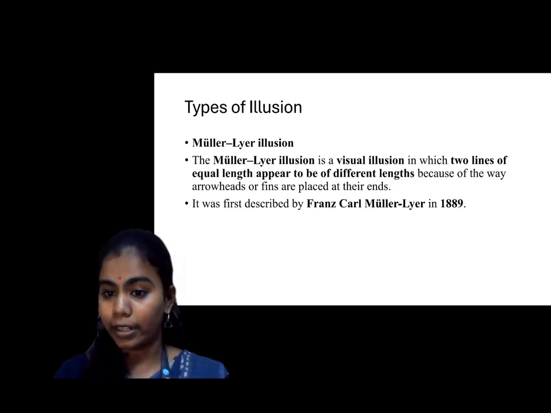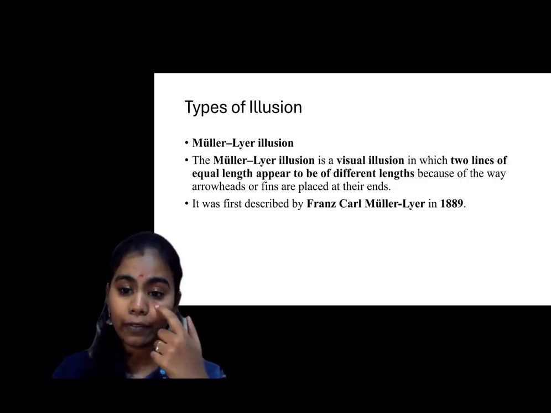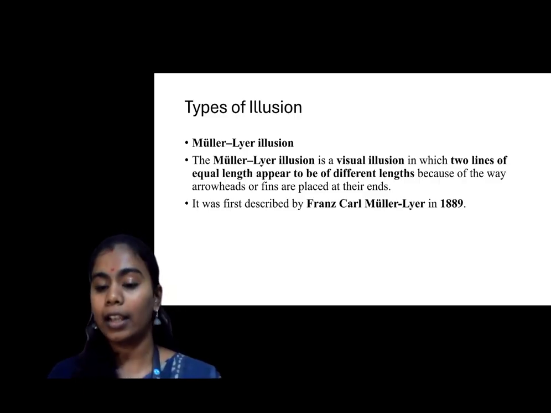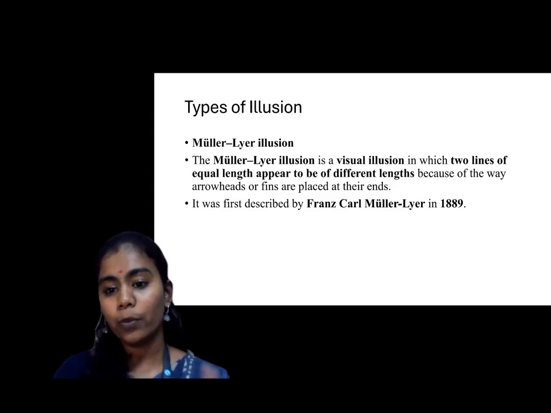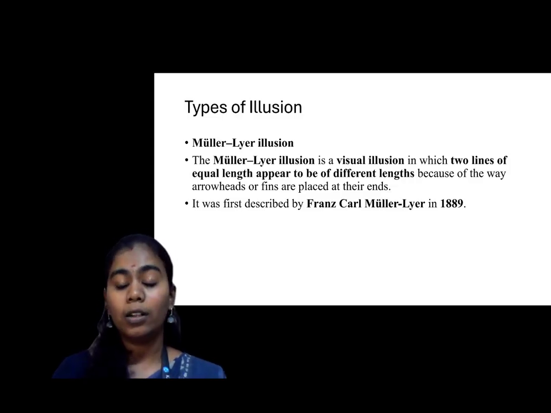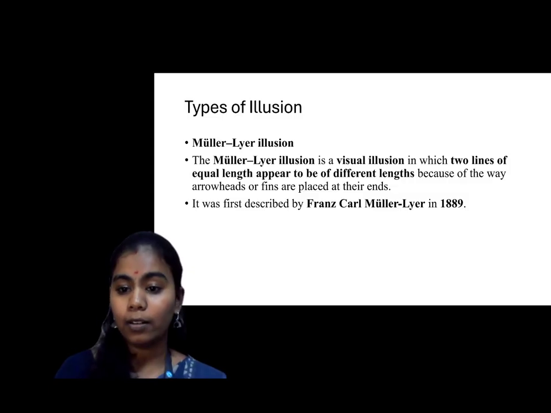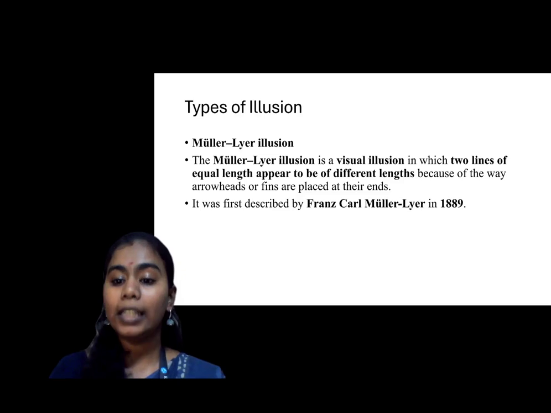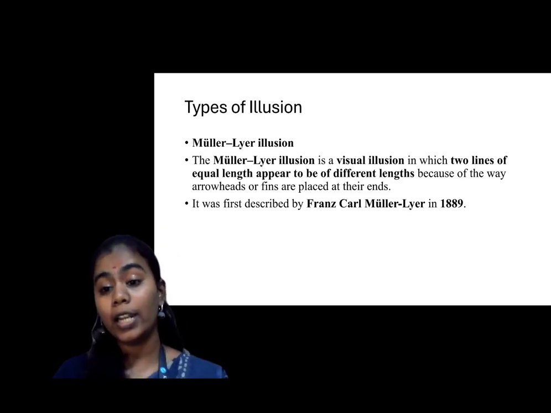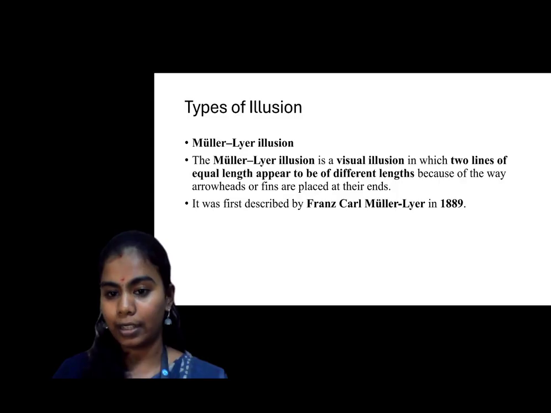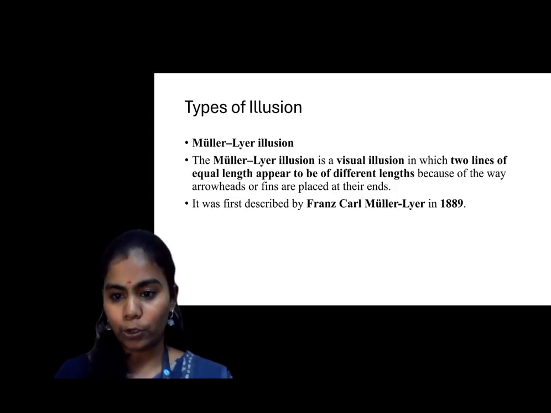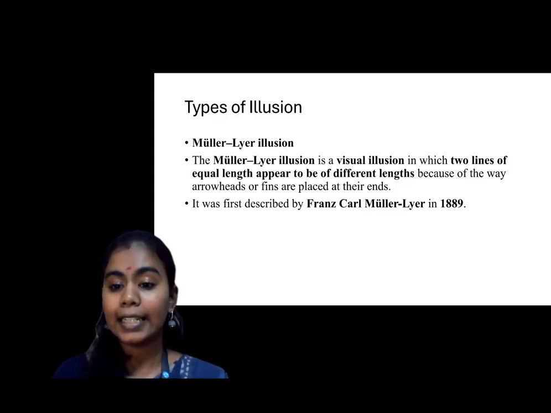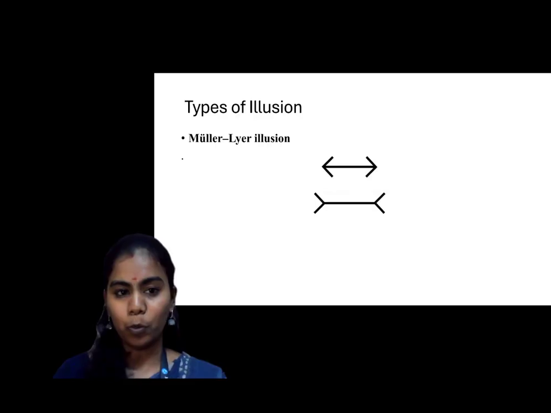Then you have the Muller-Lyer illusion. Muller-Lyer illusion is a very famous experiment, which we also did in our practical. It is again a visual illusion. Here also we have two lines, differentiated with one having the arrow head and the second one the feather head. Though these two lines are also of equal length, we tend to perceive them as different in size. That is what the Muller-Lyer illusion speaks about. It was the concept given by Franz Karl Muller-Lyer in 1889. So this is the example of Muller-Lyer.